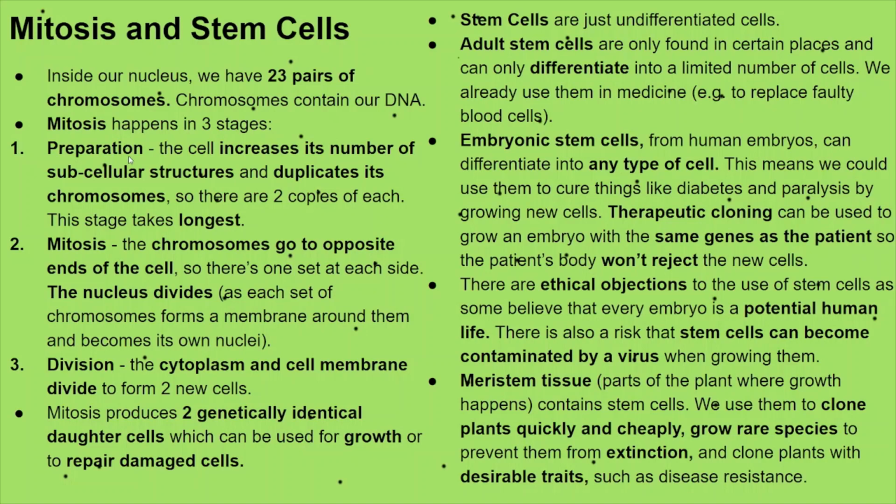So the first stage is preparation, where the cell increases its number of subcellular structures and duplicates its chromosomes. This just means there's 2 copies of each, and this stage takes longest. They might ask you about that, I don't know.